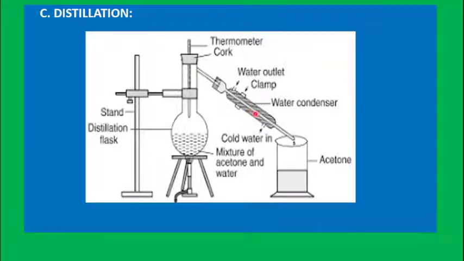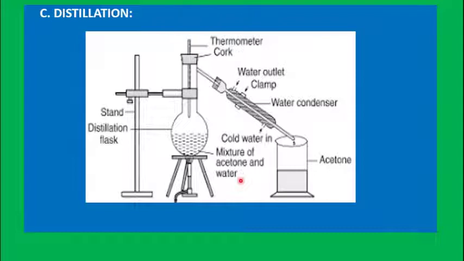So cold water will cool the vapor and the vapor will condense back. It will be condensed back into the liquid state. So here, in this distillation, we are learning how to separate a mixture of acetone and water. This method can be used for two liquids which are miscible, which will mix together, not like kerosene and water. Acetone and water are liquids which will mix properly. They are miscible liquids.